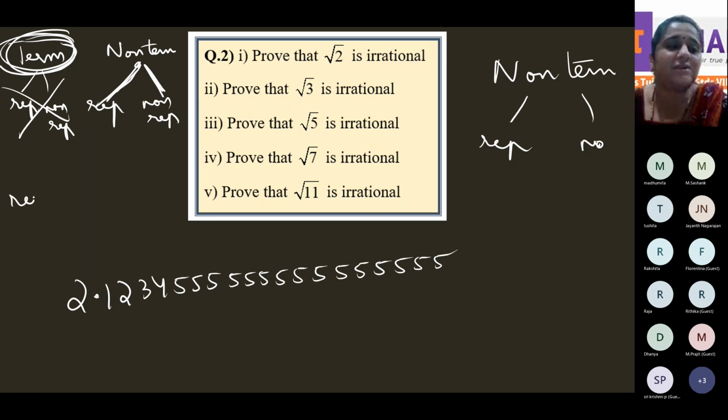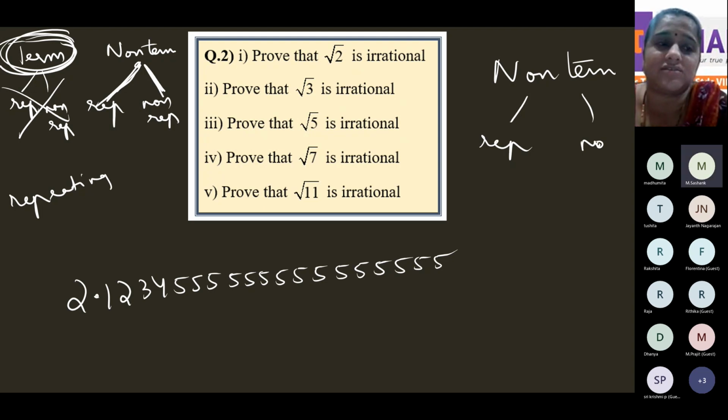Sometimes we just say it's a repeating decimal. Repeating means it's understood that it's non-terminating. You should not ask, it's a repeating decimal, is it rational or irrational? Sorry, whether it is terminating or non-terminating. The terms repeating, non-repeating, recurring, non-recurring are used only with non-terminating decimals.